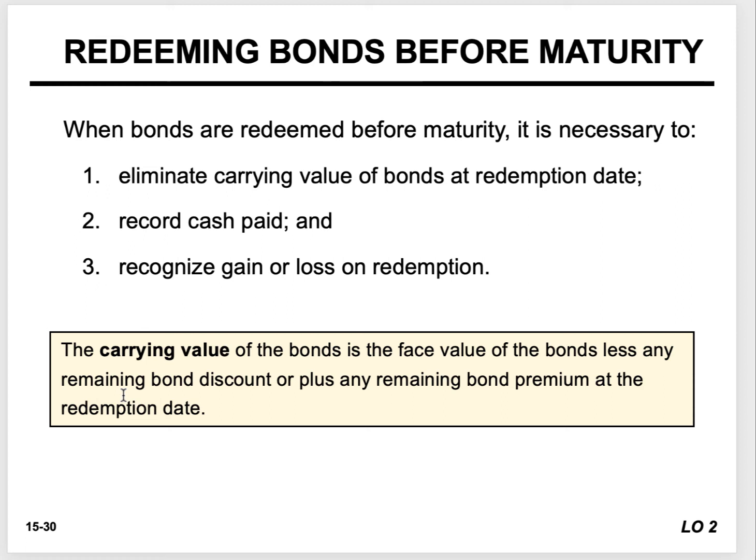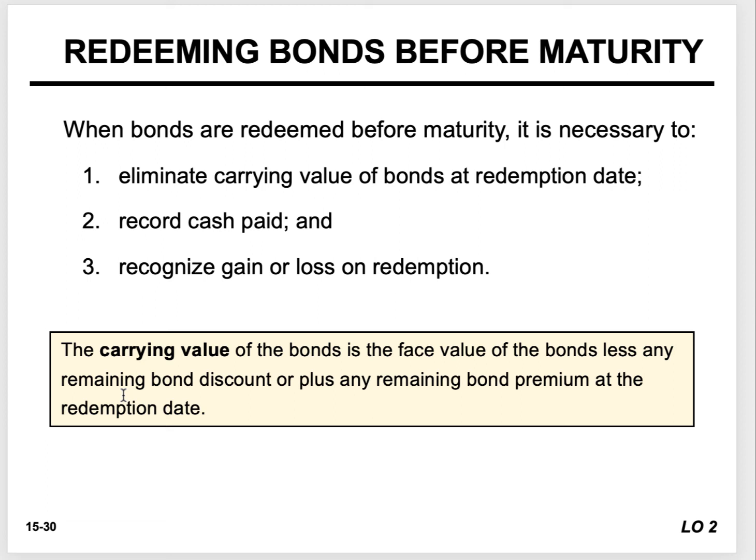So, why would a company do this? Well, they want to eliminate the carrying value of the bonds at the redemption date. What does that mean? Eliminating carrying value of bonds at redemption date. Well, that's an example of serial bonds. We call them due in increments.